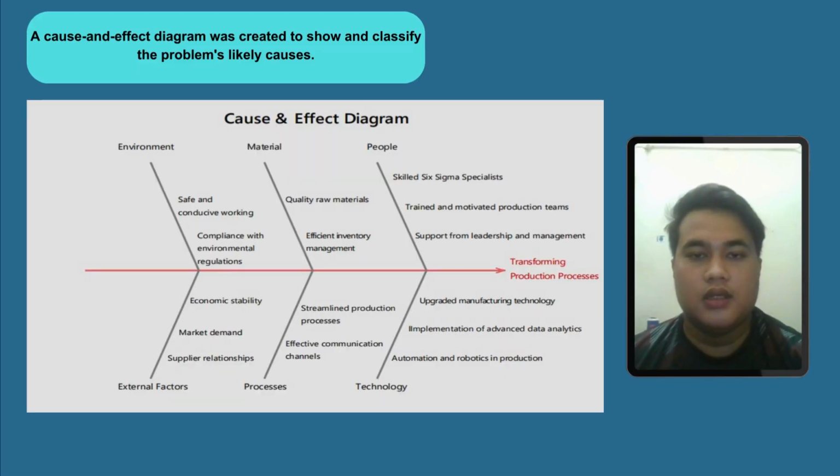Assalamualaikum, my ID number is MA22138. So a cause and effect diagram was created to show and classify the problem's likely causes. A cause and effect diagram of 5M typically consists of the following five primary categories: machinery, personnel, method, material, and measurement, with an extra parameter called environment. The cause and effect diagram presented in the figure illustrates the potential root causes that were considered.